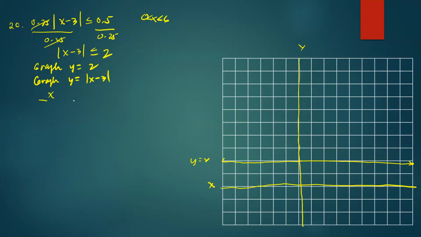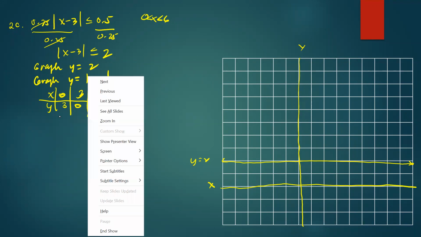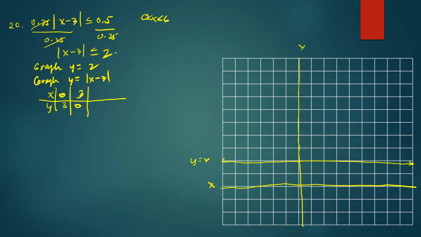So again, we need the table of values. So if x is 0, y is 3. If y is 0, then we have, what is that? Also 3, right? Okay. Then we plug in the value of y. So we have, if y is 2, then we'll have probably 2 points, right?